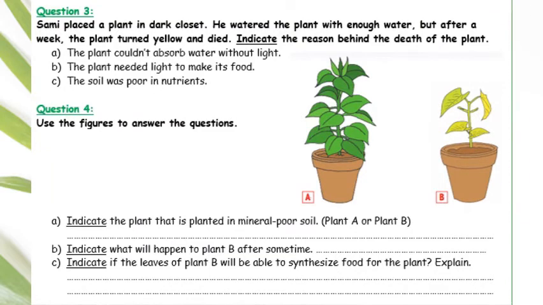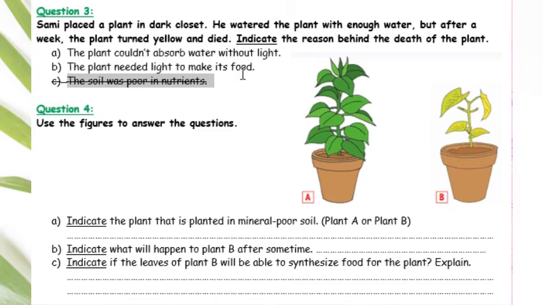Sammy placed the plant in a dark closet. He watered the plant with enough water, but after a week, the plant turned yellow and died. Indicate the reason behind the death of the plant. They gave us three different reasons, and we have to choose which is behind the death of Sammy's plant. The plant couldn't absorb water without light. The plant needed light to make its food. The soil was poor in nutrients. They did not say this, so I'm going to cross this one out. They did not talk about nutrients.